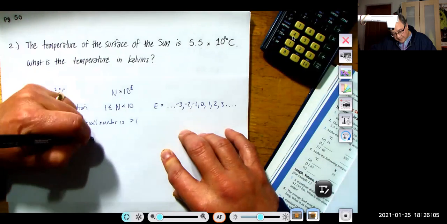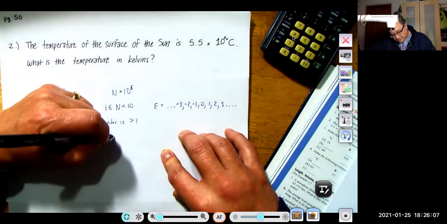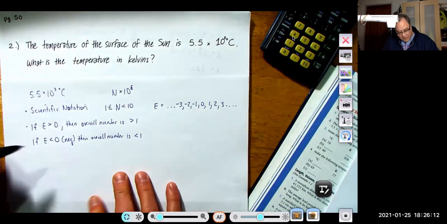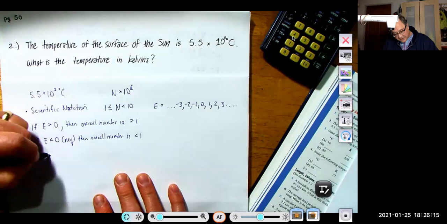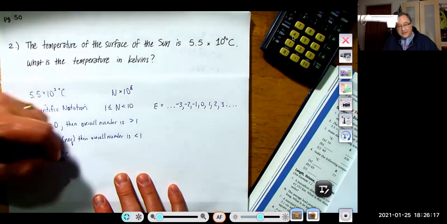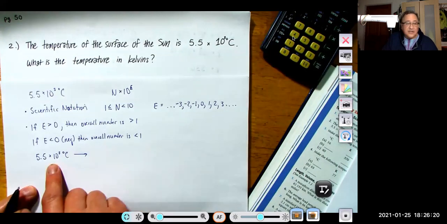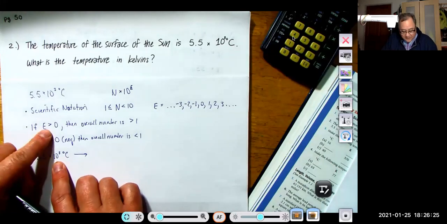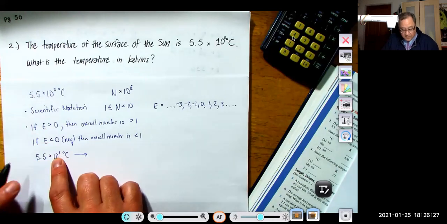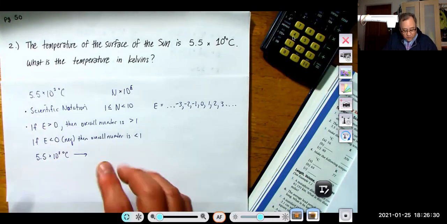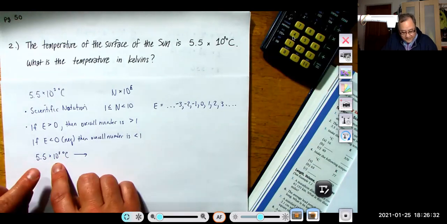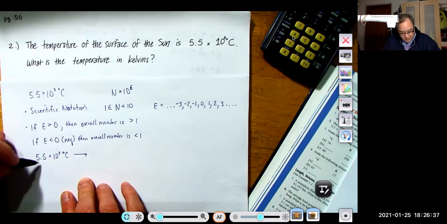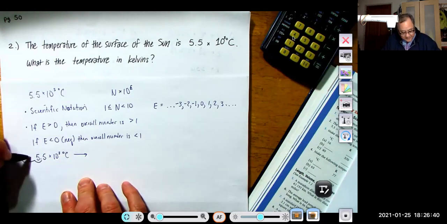Then the overall number is less than 1. So if I want to take this 5.5 times 10 to the 3 degrees Celsius and write this out without the 10 to the third, I can see that because that's a positive value, greater than 0, the overall number is greater than 1. So the other thing is that 3 tells me I need to move the decimal 3 places.